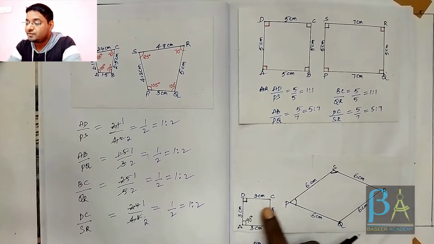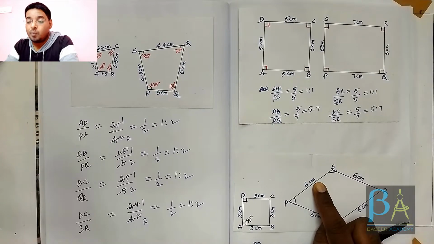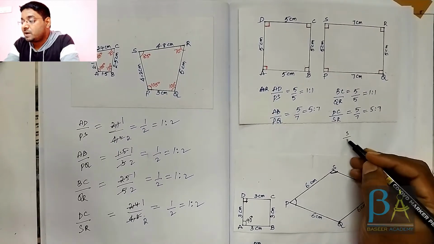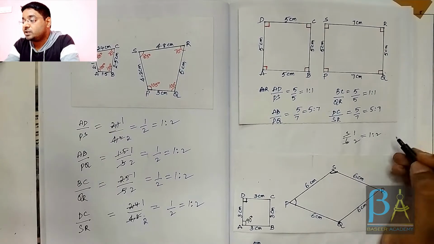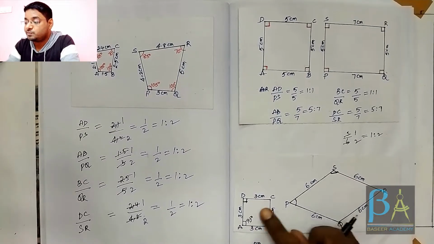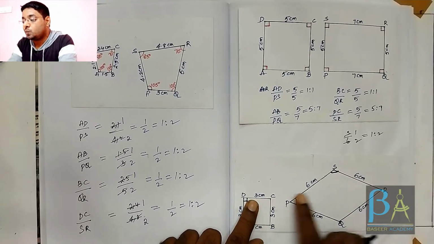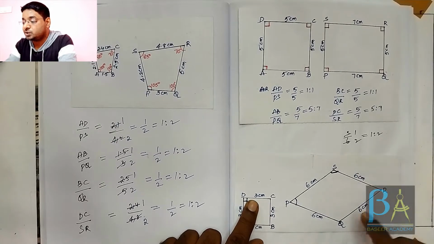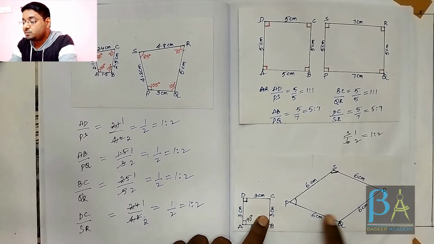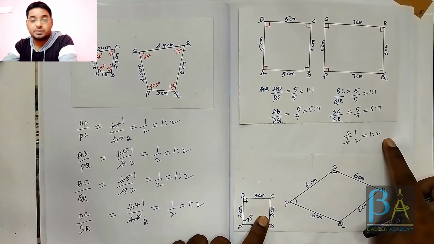You can see that the ratio of corresponding sides is the same. How? 3 by 6. That gives me 1 by 2, isn't it? 3 into 1 is 3, 3 into 2 is 6. So the ratio here is 1:2. The ratio of these two corresponding sides. In the same manner, the ratio of these two corresponding sides is also 1:2, because 3 by 6 gives you 1 by 2. And again the ratio of these two corresponding sides is also 1:2, because 3 by 6 gives you 1 by 2, which is 1:2.